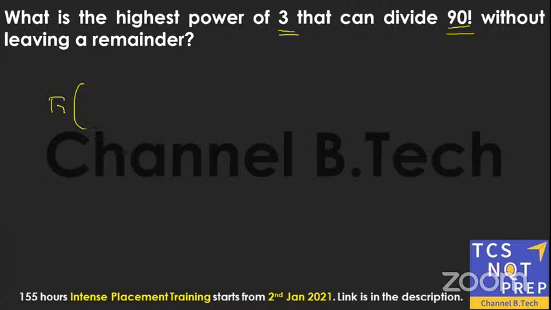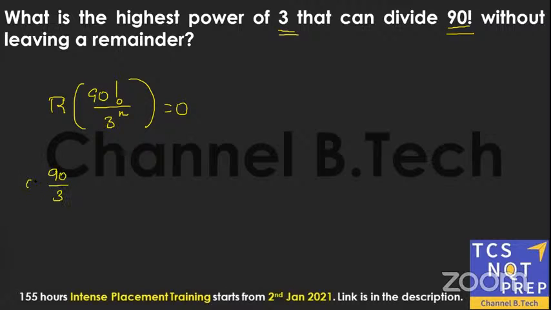Now, the remainder of 90 factorial divided by 3 raised to the power n should be equal to 0. We know that however many 3's there are in the numerator, that is the answer, right? So there are two methods that we can use here.